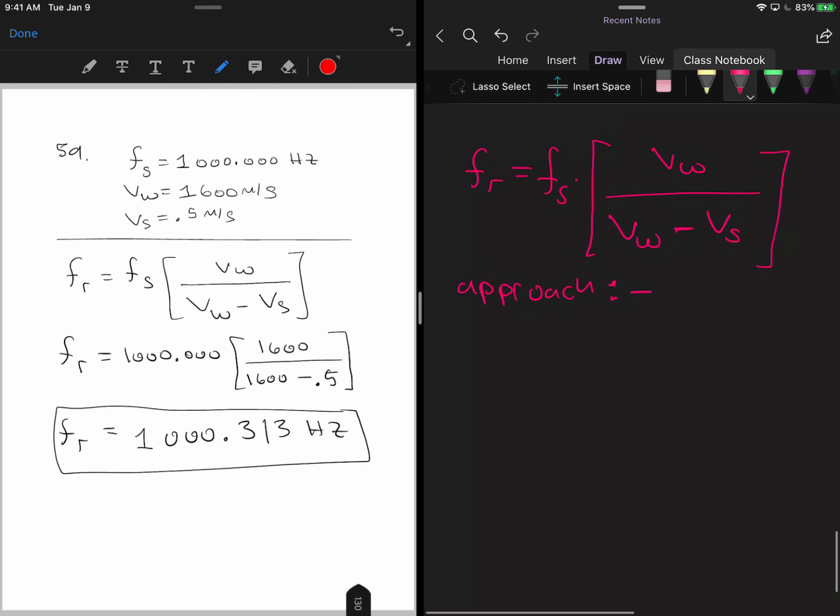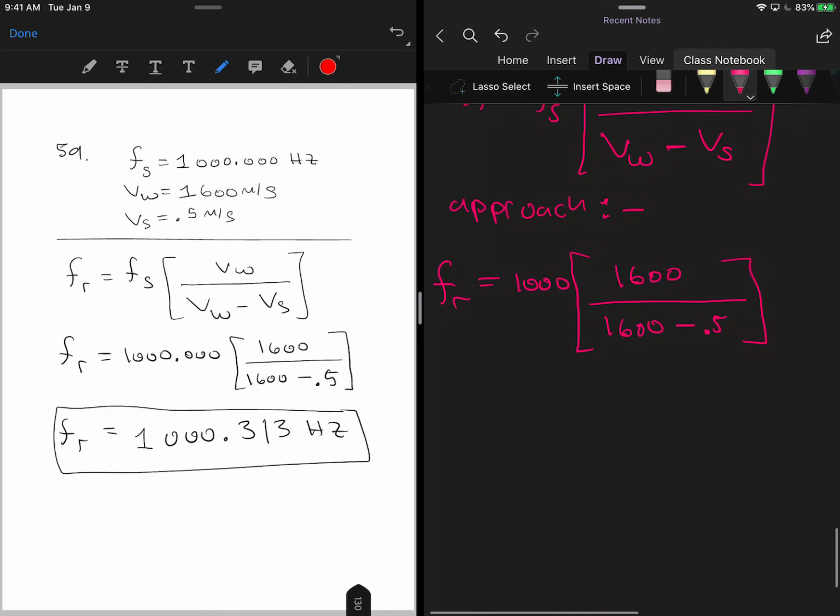And so here we can just plug in. The received frequency is going to be 1000, multiplied by the wave velocity, which is 1600, and then divided by the wave velocity, 1600, minus the approaching velocity, which is 0.5. And that is going to give you a received frequency of 1000.313 hertz. So a slight increase in the frequency as the transducer approaches.